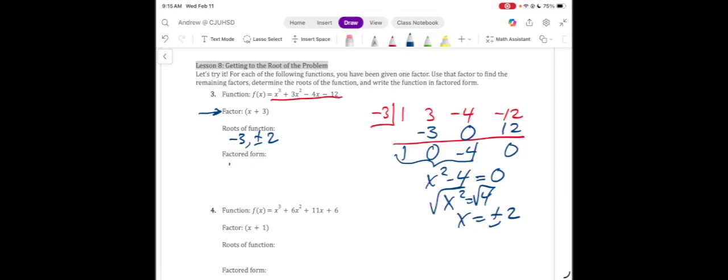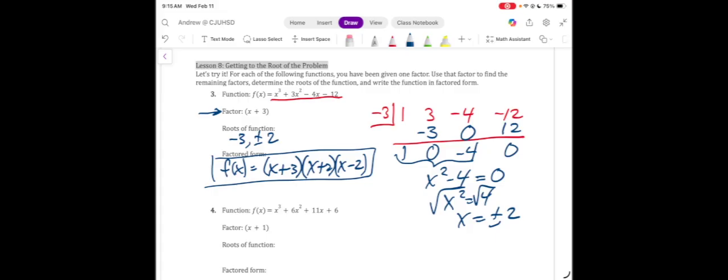So in our final factored form, that would be x plus 3, x plus 2, and x minus 2. Our final factored form.